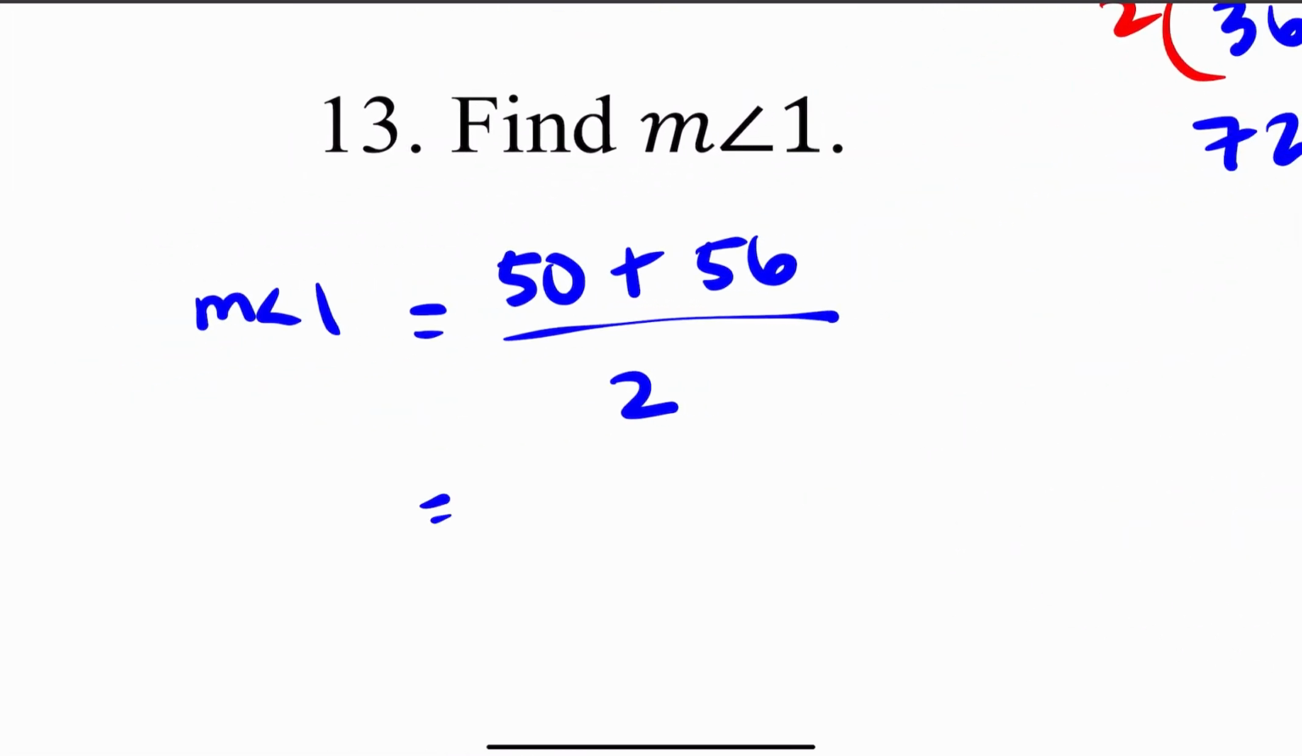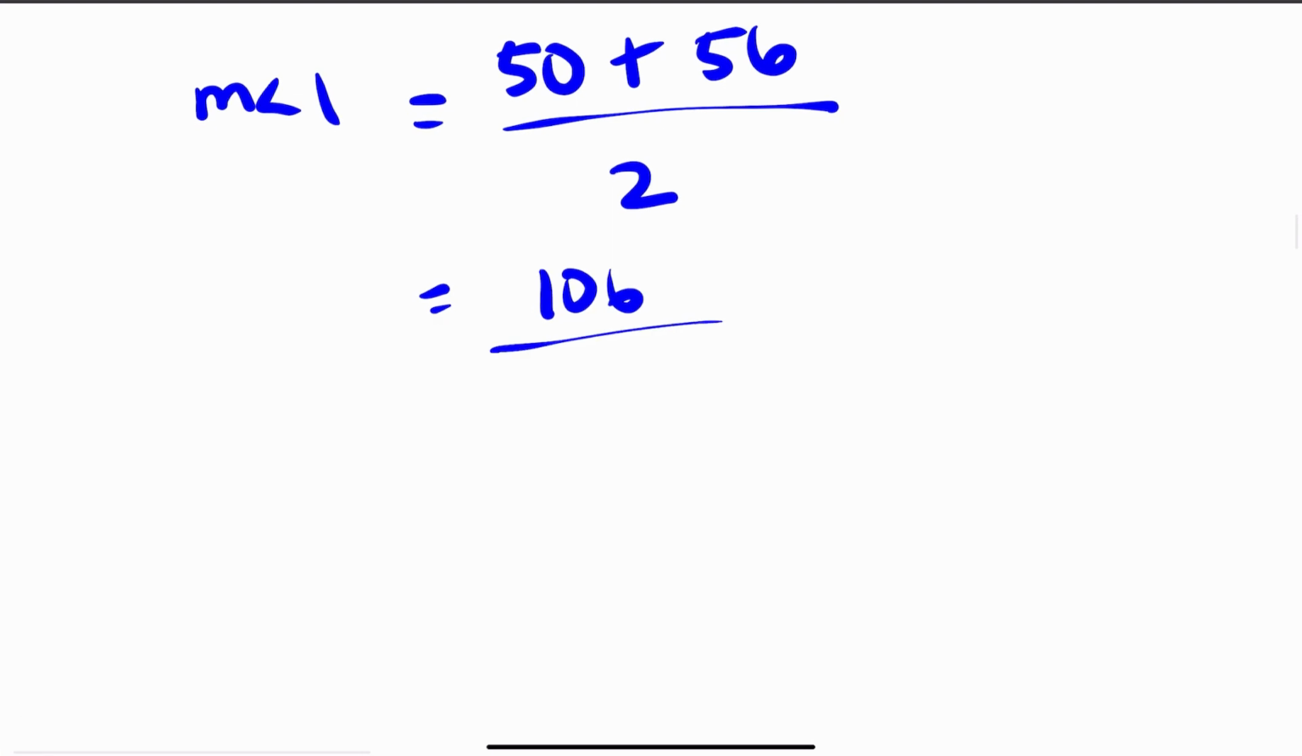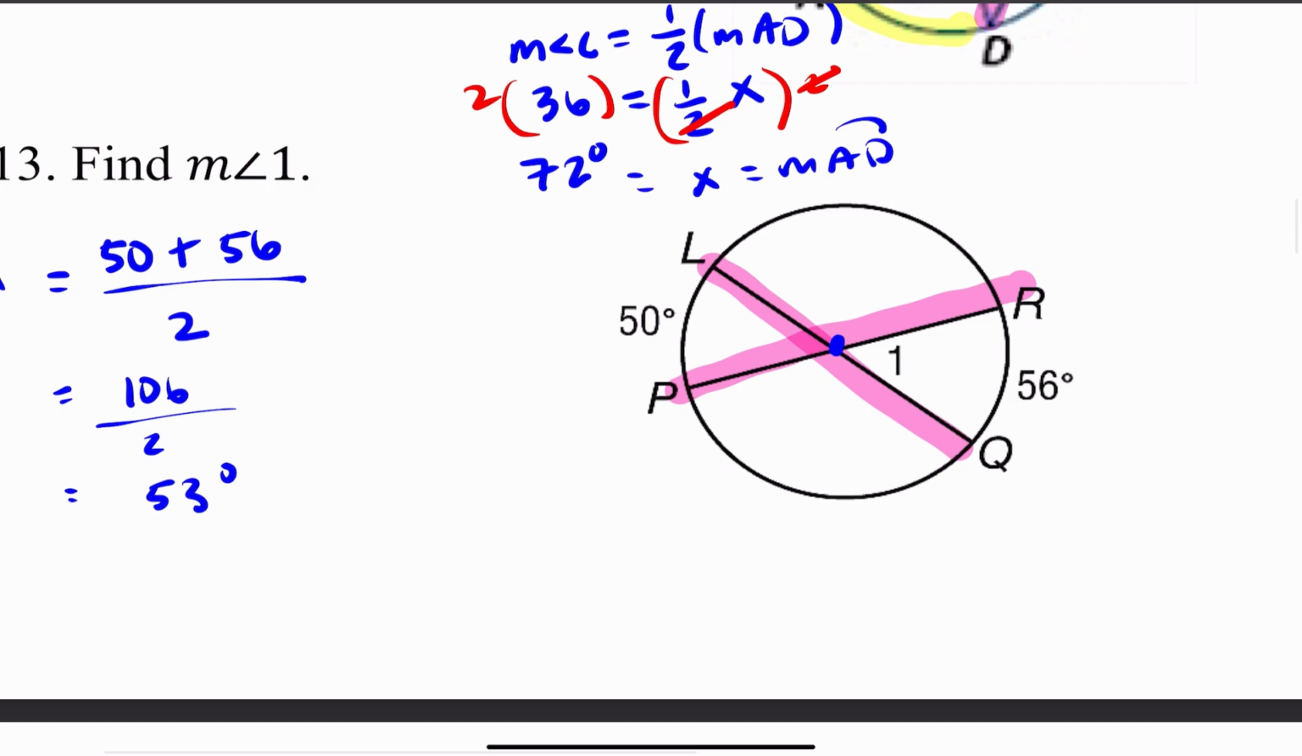So 50 plus 56. Let me get my calculator. That should be 106, right? 106. If you know me very well, I cannot do arithmetic in my head. 50 plus 56, that is 106, good. Then you divide that by 2, which is 53 degrees. That's how big this angle here is. And that's also how big this angle here is, because of the definition of vertical angles.